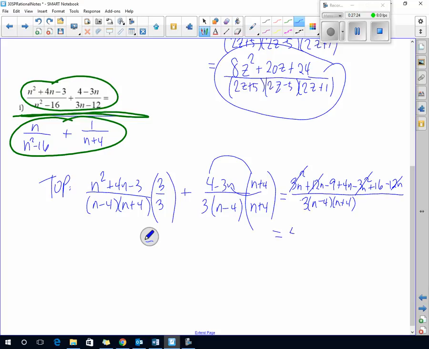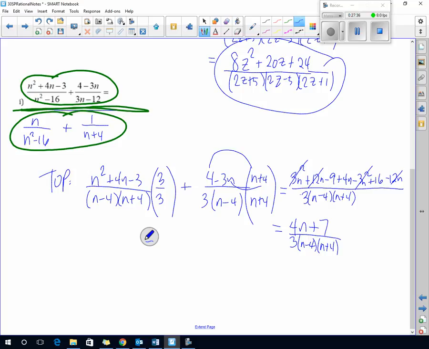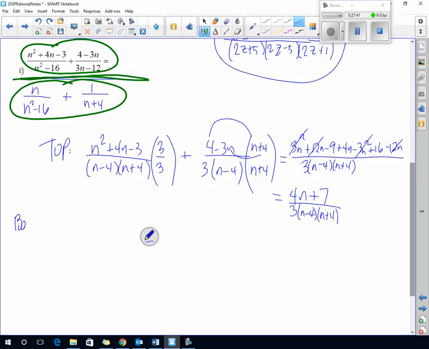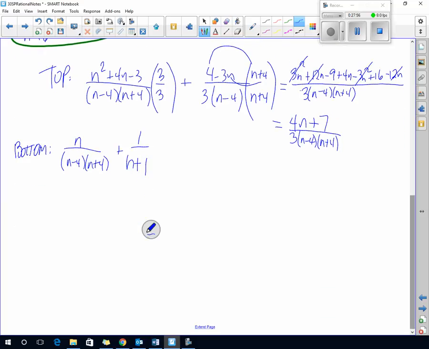So then I'm going to do the bottom. The bottom is n over (n minus 4)(n plus 4), plus 1 over n plus 4. I gotta scroll this up here. So that's going to be multiplied by (n minus 4) over (n minus 4). So this is going to be n plus n minus 4 over (n minus 4)(n plus 4). So then I get 2n minus 4 over (n minus 4)(n plus 4).